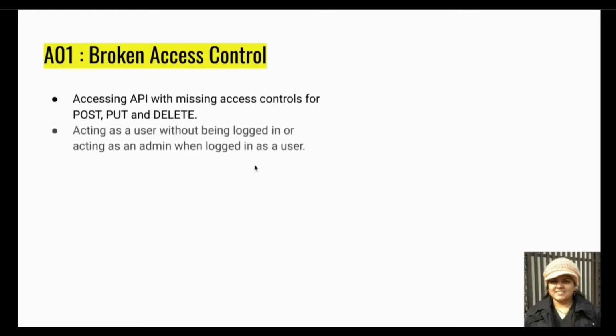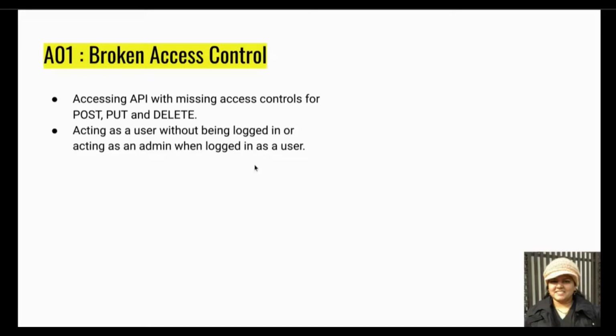Access control enforces policies such that users cannot act outside of their intended permissions. Failures typically lead to unauthorized information disclosure or modification or destruction of data. Now, broken access control allows attackers to bypass authentication and perform tasks as though they were privileged users. For example, a web application could allow a user to change which account they are logged into simply by changing the path of the URL, and this is not getting verified.